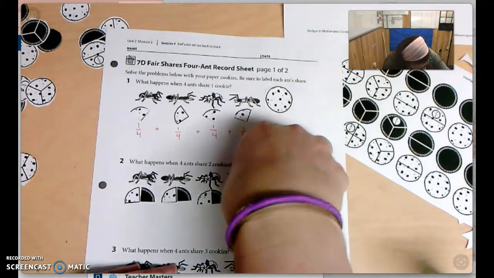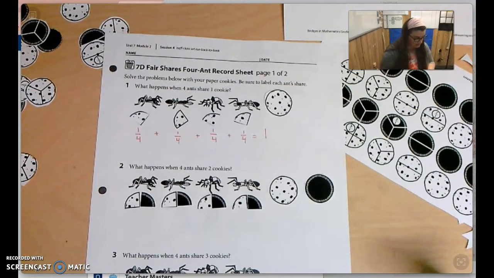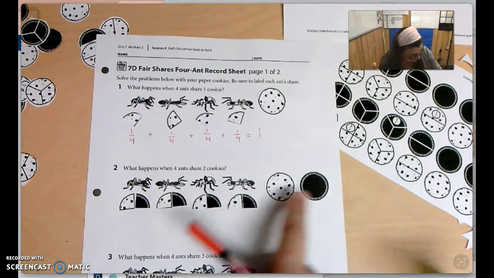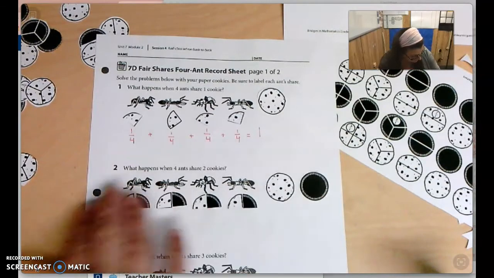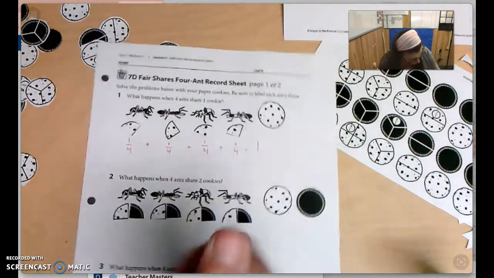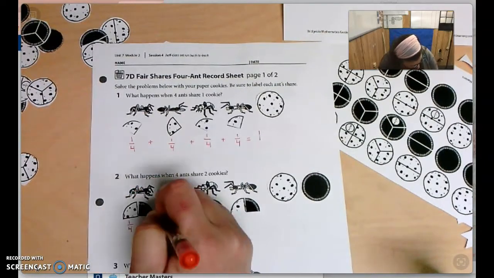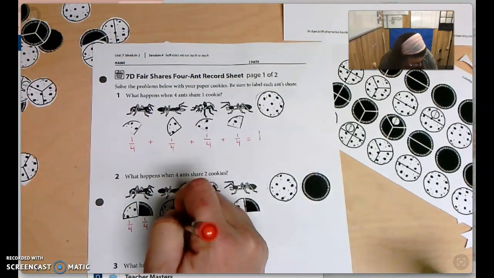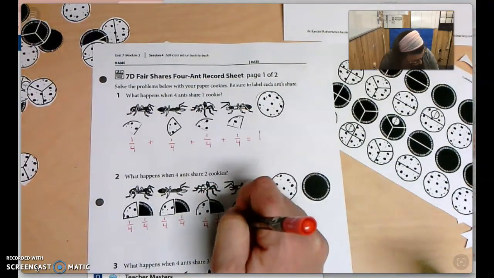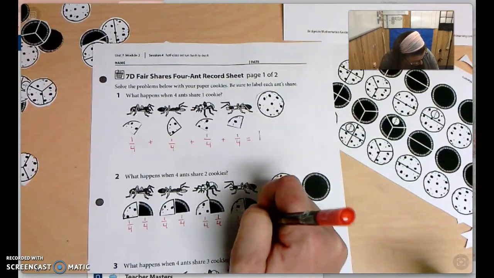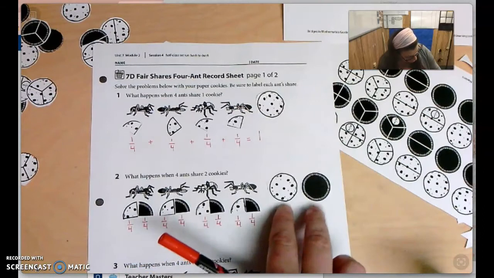That should be equal shares, right? So what we have here is 2 cookies, and we've broken the first cookie into 1/4 and distributed it, and then we took the second cookie, we broke it into 4ths and distributed it. So this is 1/4, and this is 1/4, and this is 1/4, and this is 1/4. Say it with me. And if we added all these together, it would give us 2.